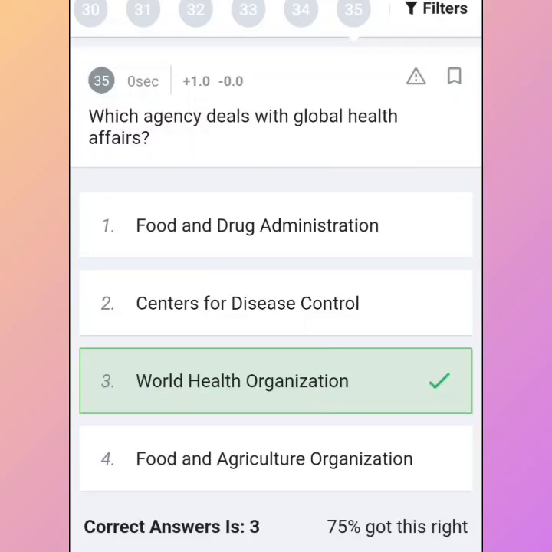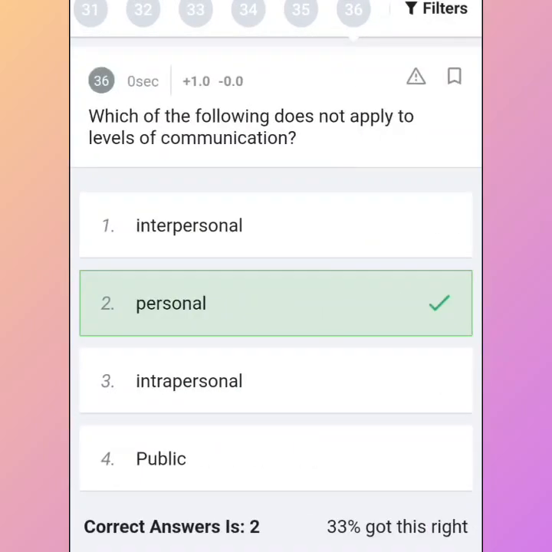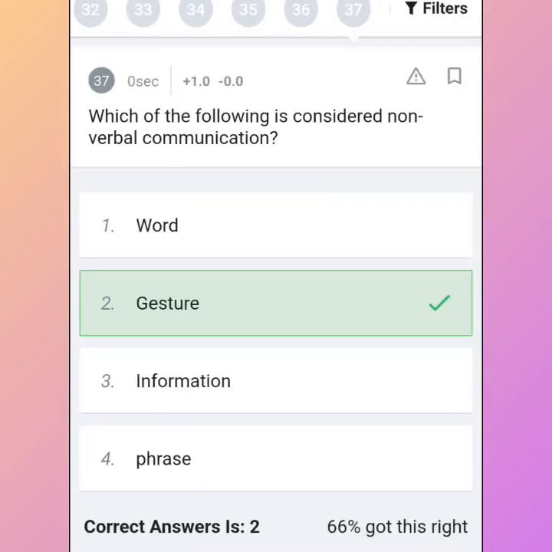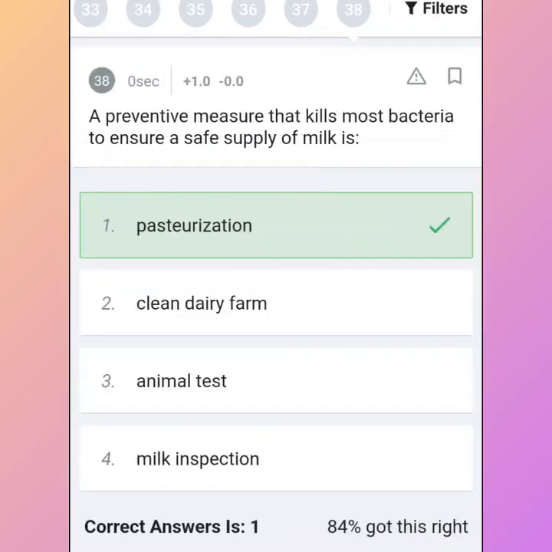Option third, World Health Organization. Which of the following does not apply to level of communication? Option second, personal. Which of the following is considered non-verbal communication? Option second, gesture.